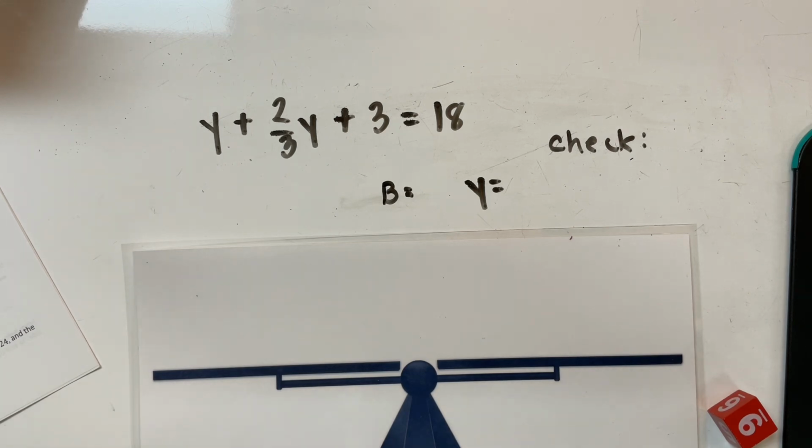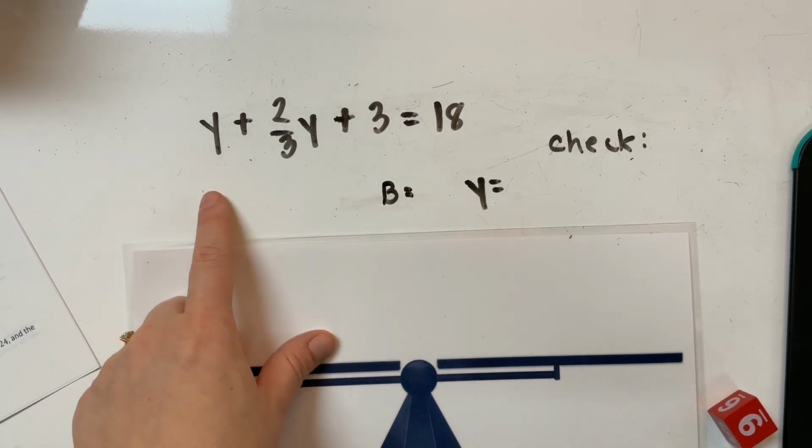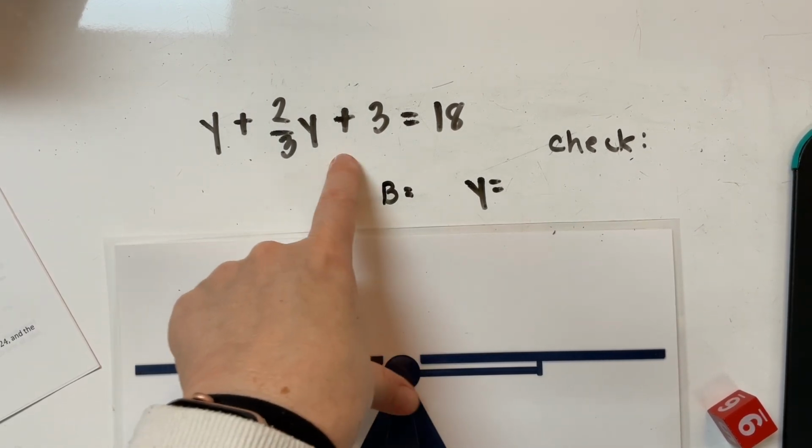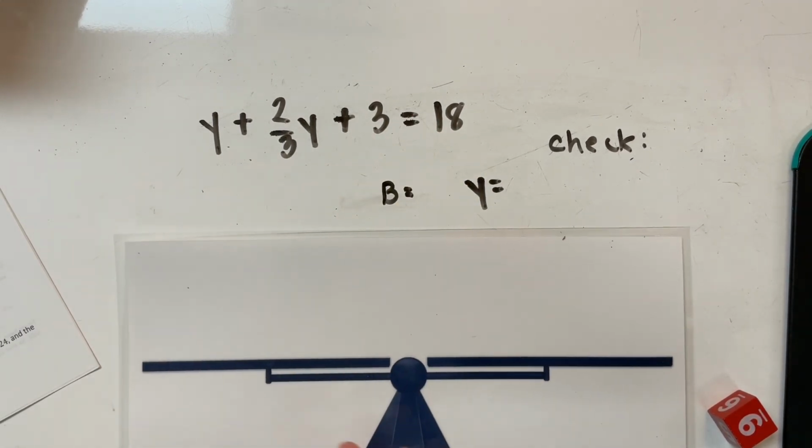In lesson 3, this is all about having more than one term, which just means more than one unknown fractional part involving the unknown on one side of the equation. So let's go ahead and build this. It says y plus 2/3 y plus 3 equals 18. So let's just unpack this.